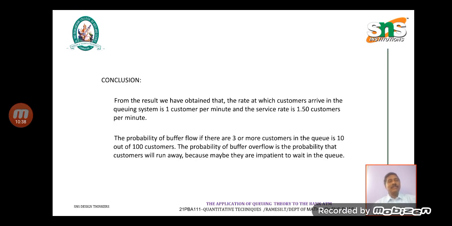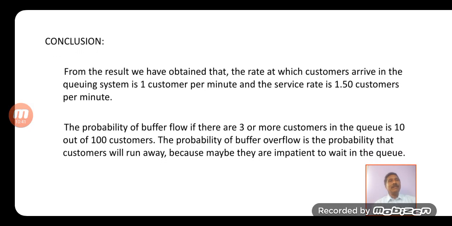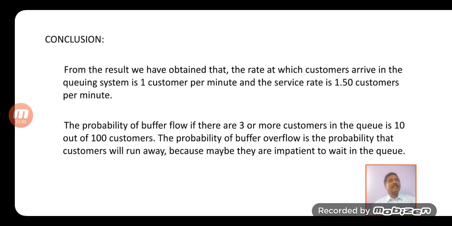So we conclude all these things. From the results, we have obtained that the rate at which customers arrive in the queuing system is 1 customer per minute, and the service rate is 1.5 customers per minute. The probability of a buffer overflow, if there are 3 or more customers in the queue, is 10 out of 100 customers. The probability of buffer overflow is the probability that the customers will run away because they are impatient to wait in the queue.